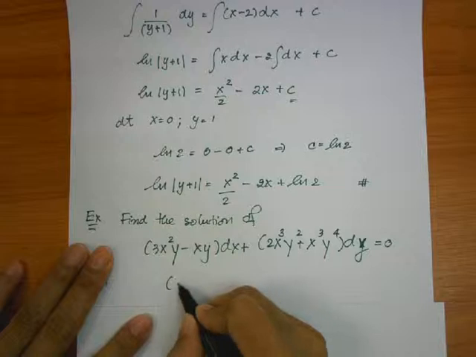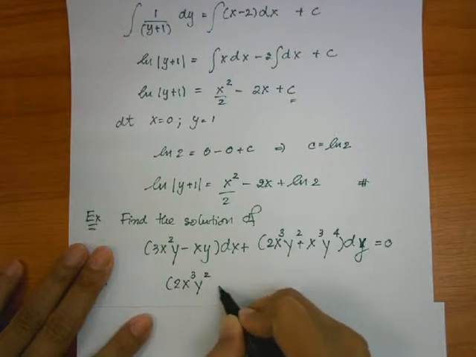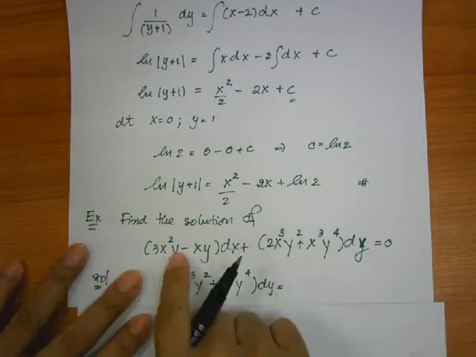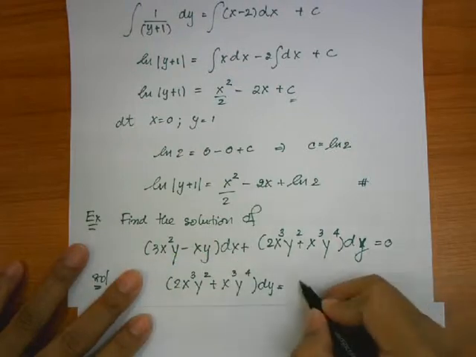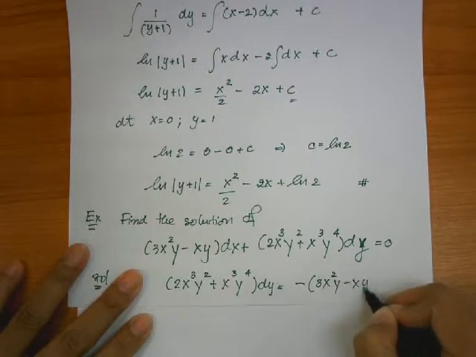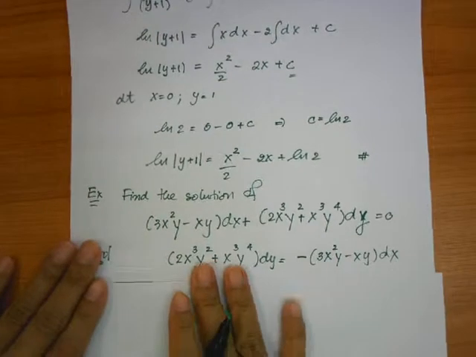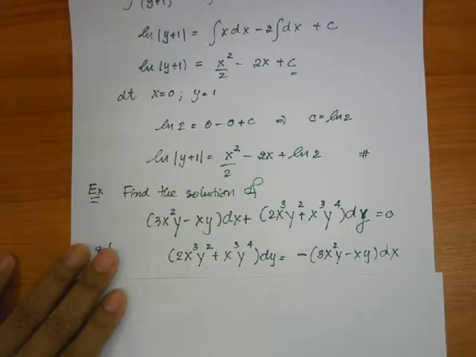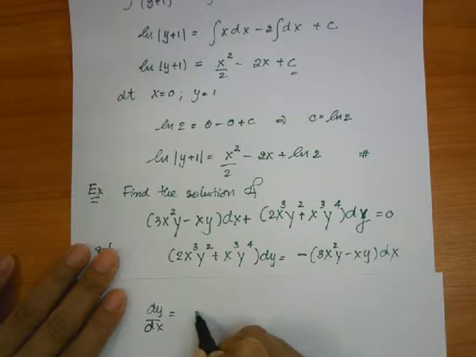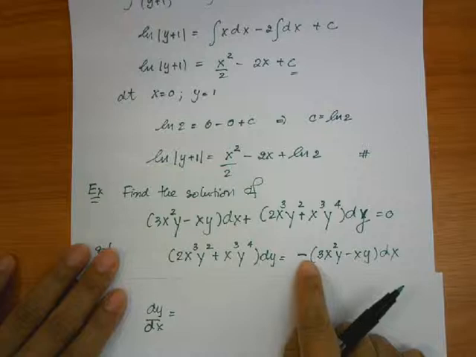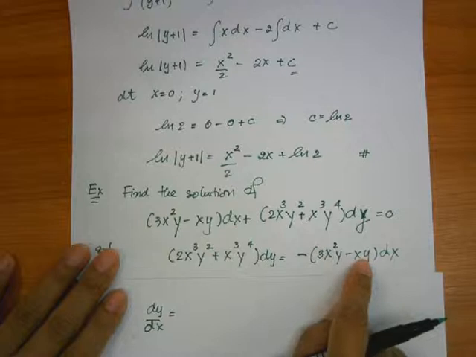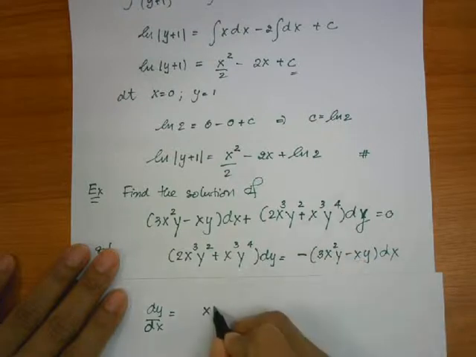Okay, so you get (2x^3 y^2 plus x^3 y^4) dy is equal to, we move the x to the right hand side, we would get negative of (3x^2 y minus xy) dx. And then we would get dy by dx is equal to, I don't like to write a negative in the front, so I just put the negative term in there, so the back term here, xy, would be positive, so I would get this.